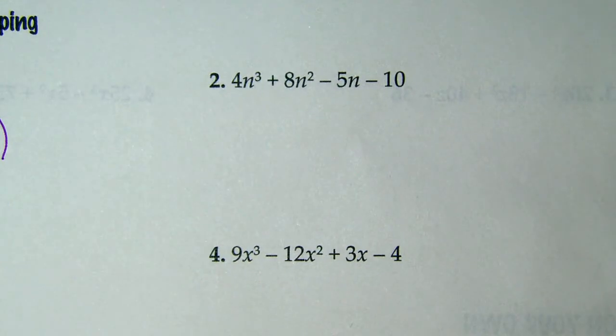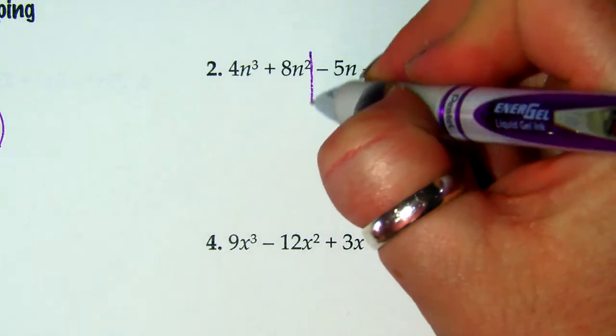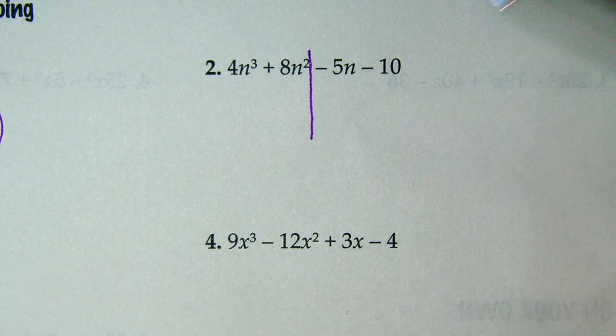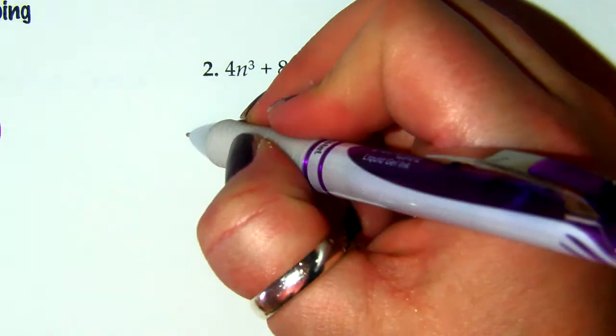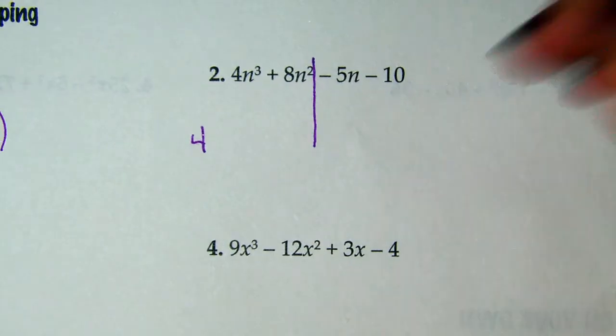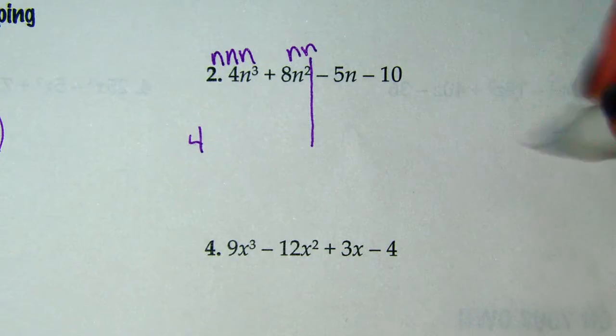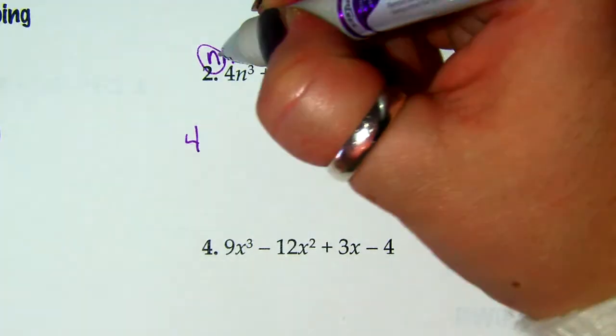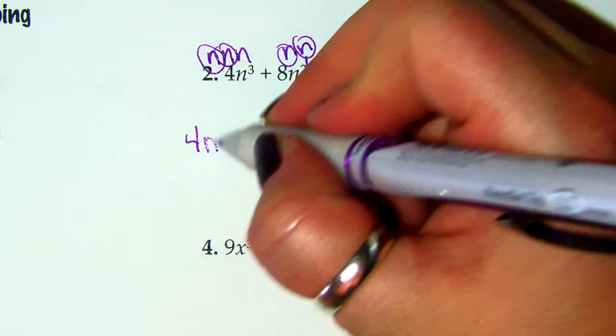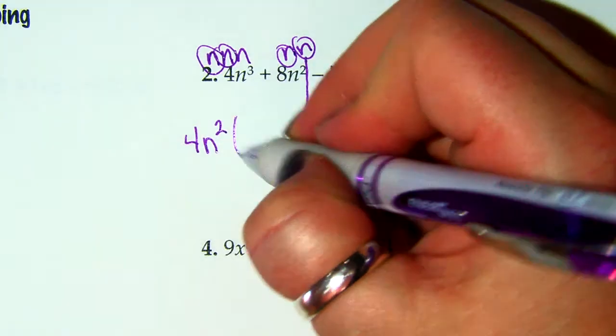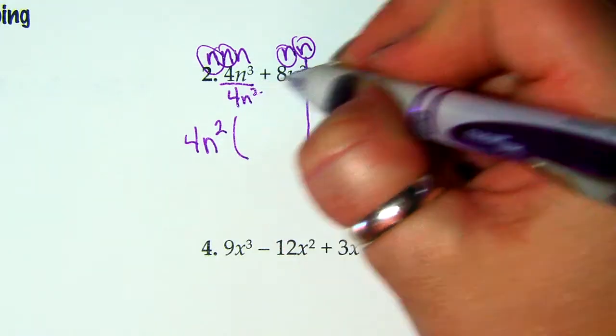So number 2, first thing, we're going to draw a line down the middle. Find the greatest common factor on the left. So what number goes into 4 and 8? 2 does, but that's not the greatest. So 4 does also. That's the biggest one that goes into 4 and 8. And then we have to check the variables. So this one's got 3 n's. This one has 2. So how many, if I circled them, would match? We've got a match here. We've got a match there. So n squared comes out. And then you divide each term by 4n squared.